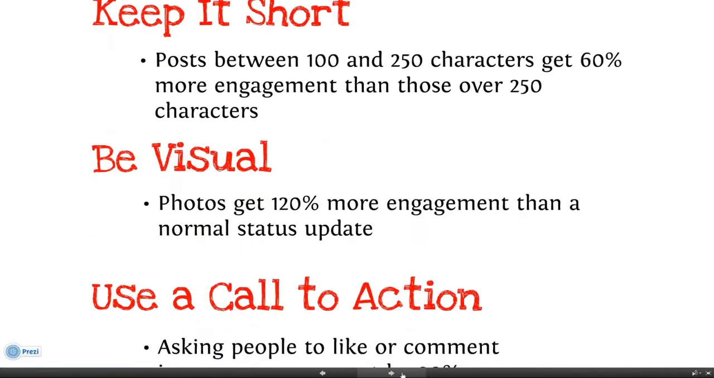Second, and this is a big one for getting engagement and getting that weight up, be visual. Photos get 120% more engagement than a normal status update. That's what you're really going for in a lot of these posts. You want people to be liking and commenting and starting a conversation in it.